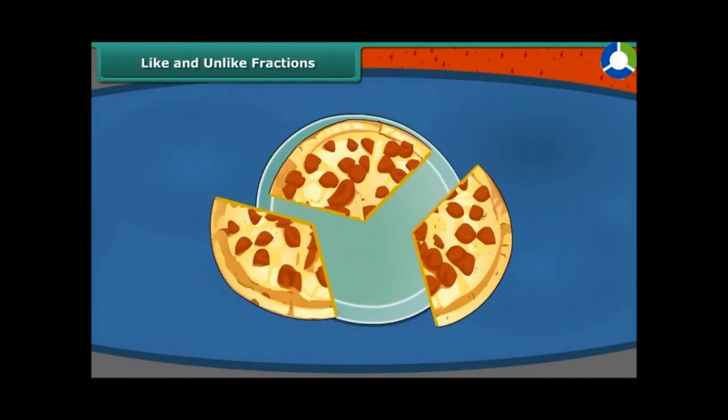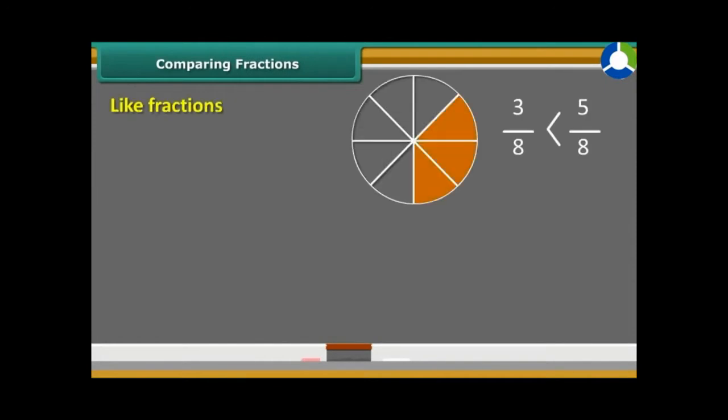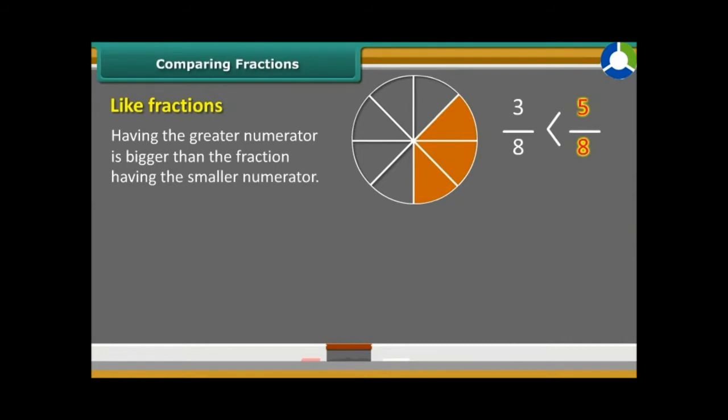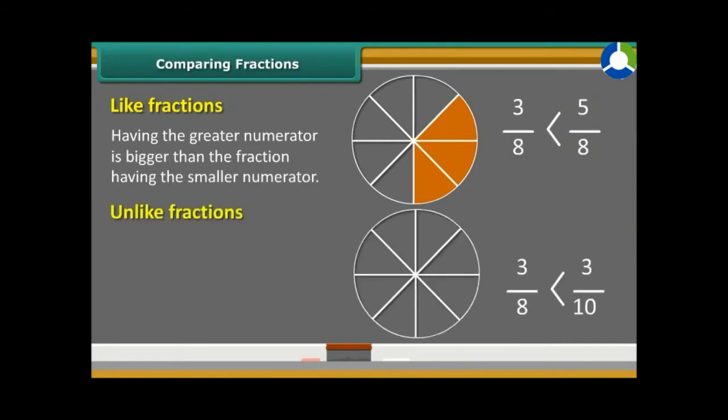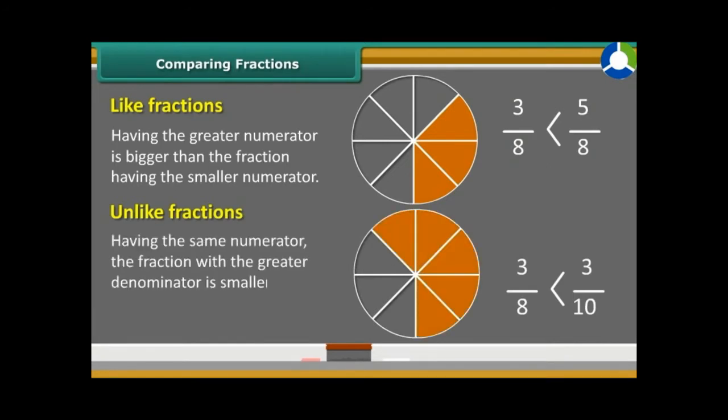and Nina, received 1/3 part of pizza. Notice that this is also an example of like fractions. In like fractions, the fraction having the greater numerator is bigger than the fraction having the smaller numerator. In case of unlike fractions having the same numerator, the fraction with the greater denominator is smaller than the fraction with the smaller denominator.